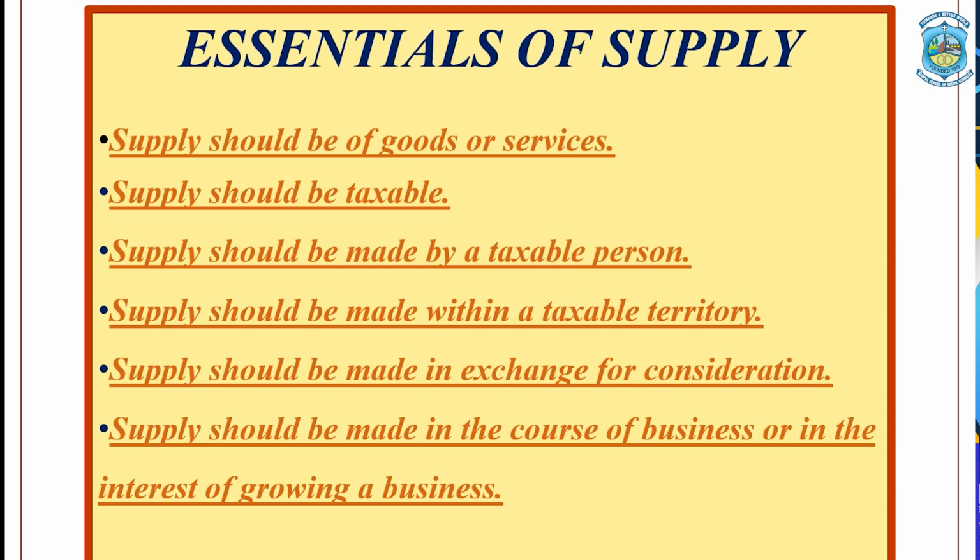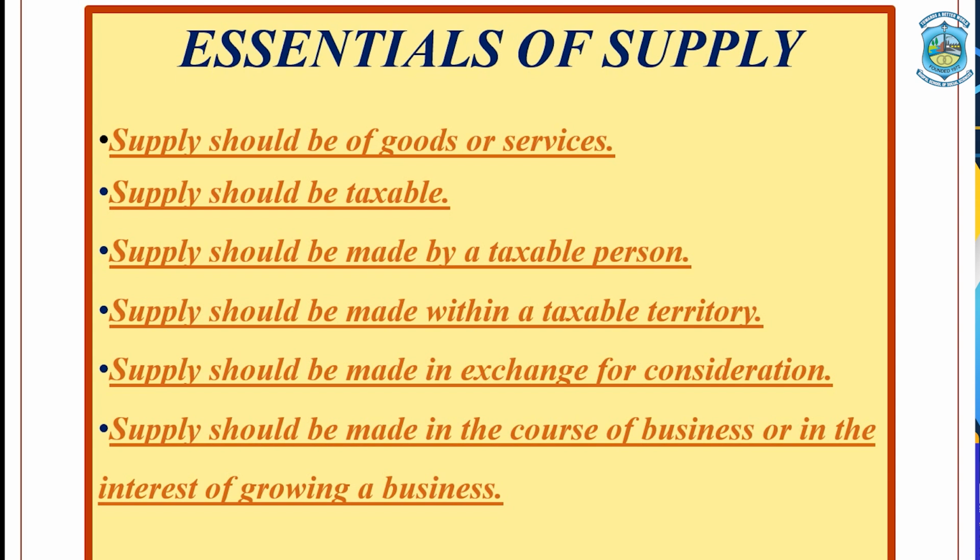Next point we have, supply should be made in exchange of consideration. Without consideration, there is no valid supply. Consideration can be in the form of cash, can be in the form of kind, or can be in the form of both.